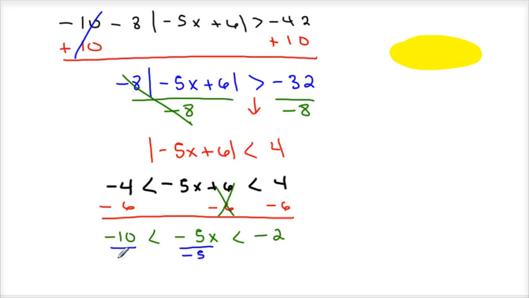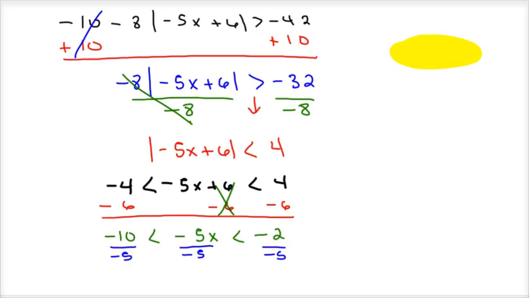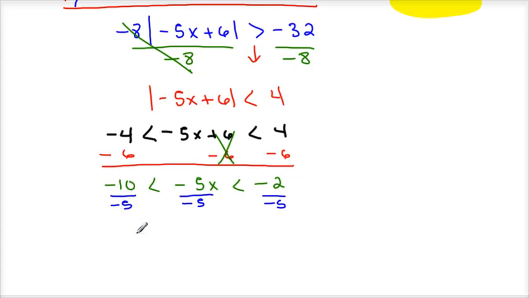Divide by negative 5. Be careful, I'm dividing by a negative again, dividing all sides by a negative. Negative 10 divided by negative 5 gives positive 2. Now the signs flip. Negative 2 divided by negative 5 is simply 2/5. So now I'm reading this as 2 is greater than x, or x is less than 2, and x is greater than 2/5.